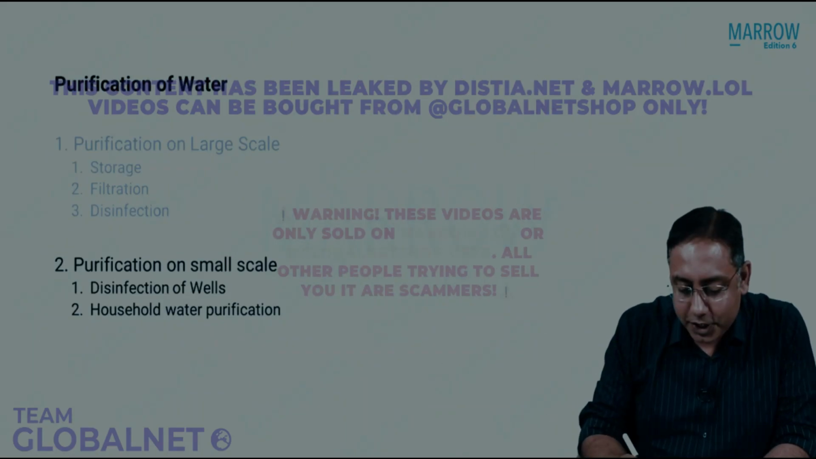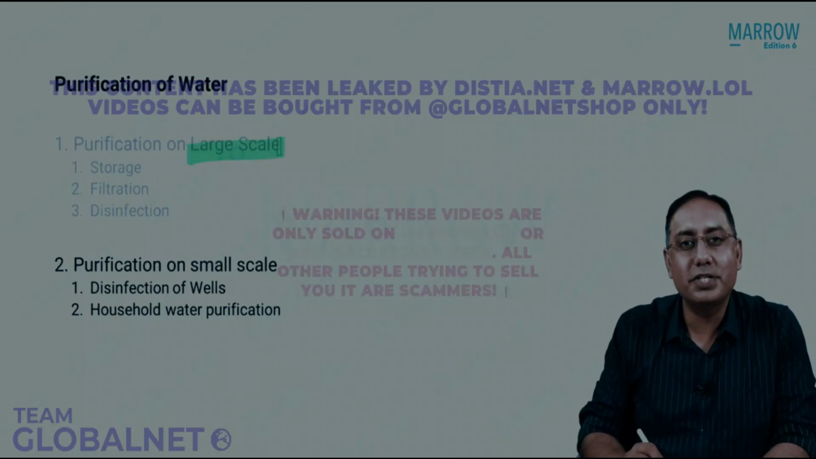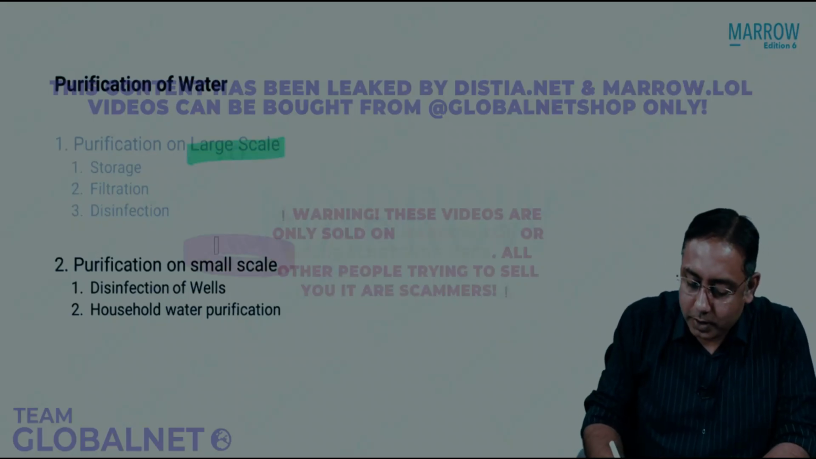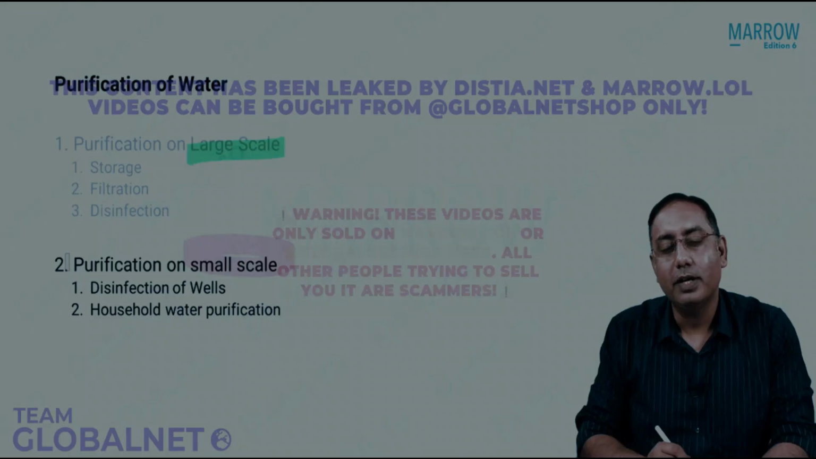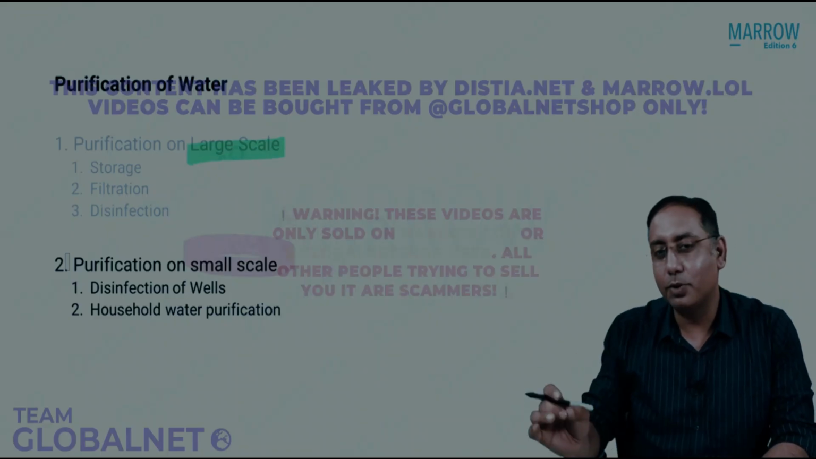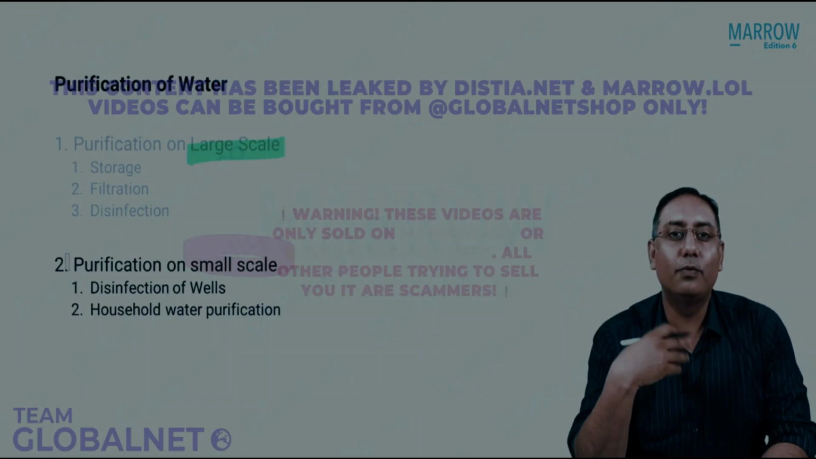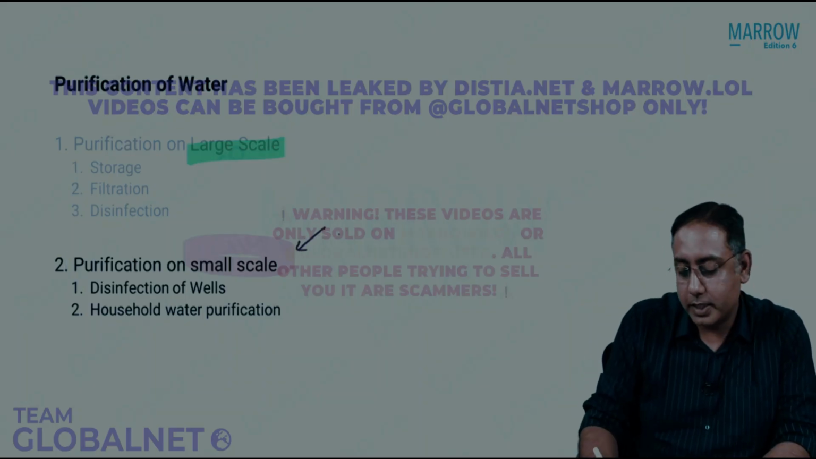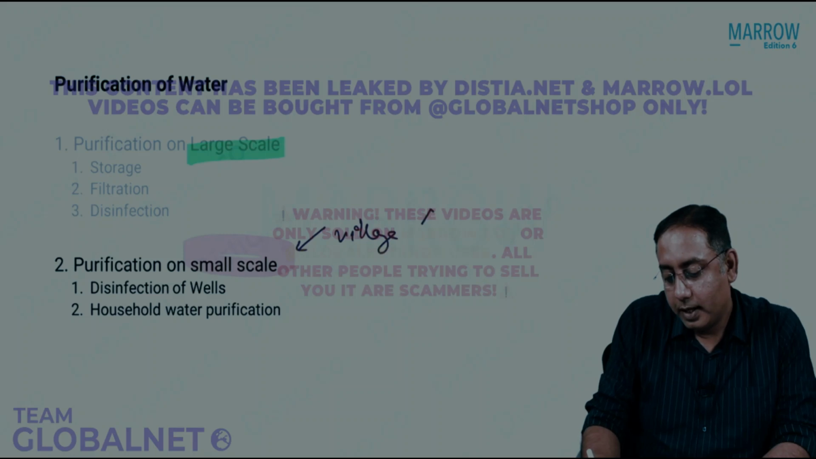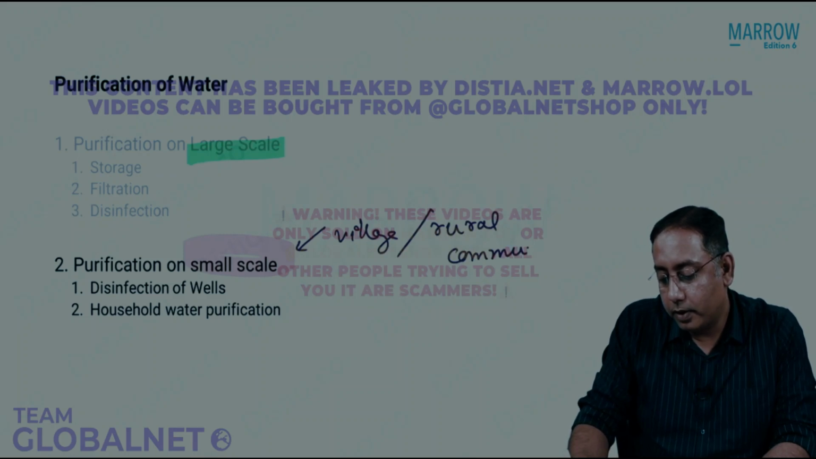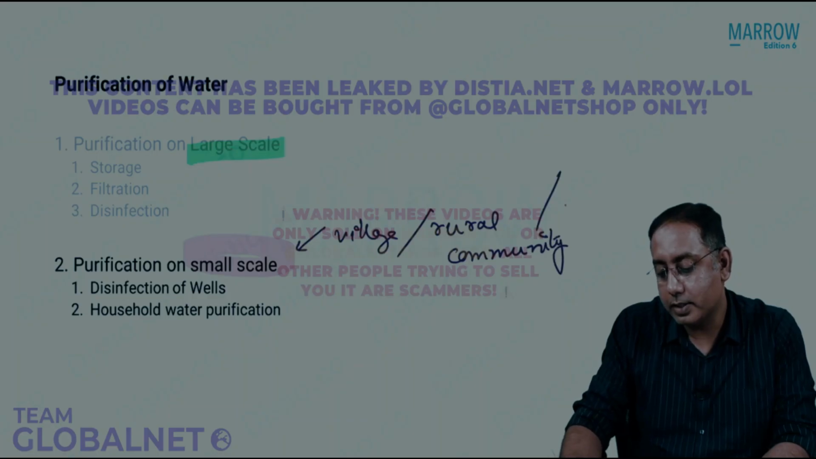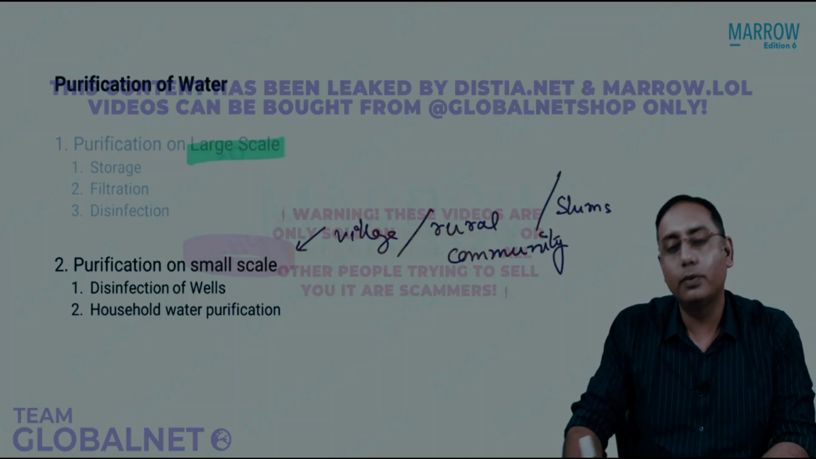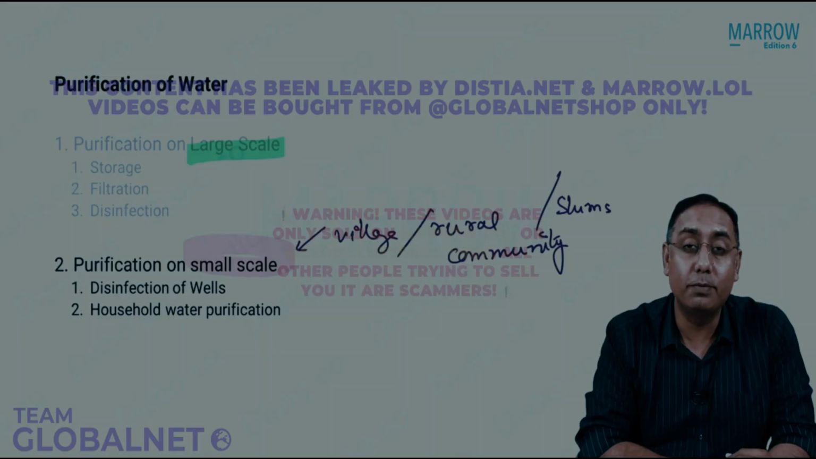So now, after finishing the large scale purification of water, let us switch over to the small scale purification of water. Small scale does not mean household level. Small scale means at a smaller scale, that means at a village level, at a rural community level, or in the slum centers or in the slums. How do we purify the water, and what are the ways of purification?